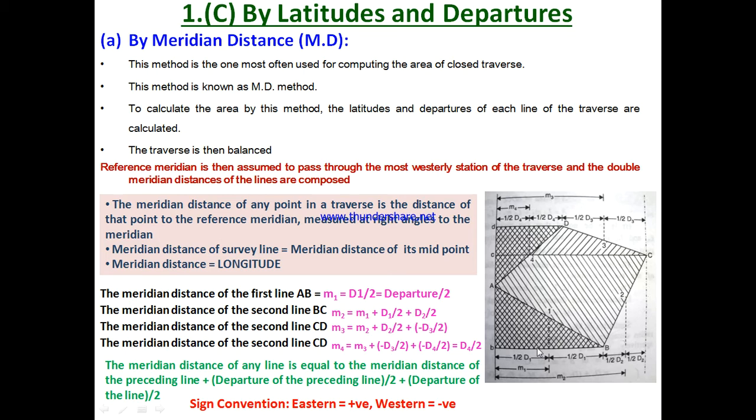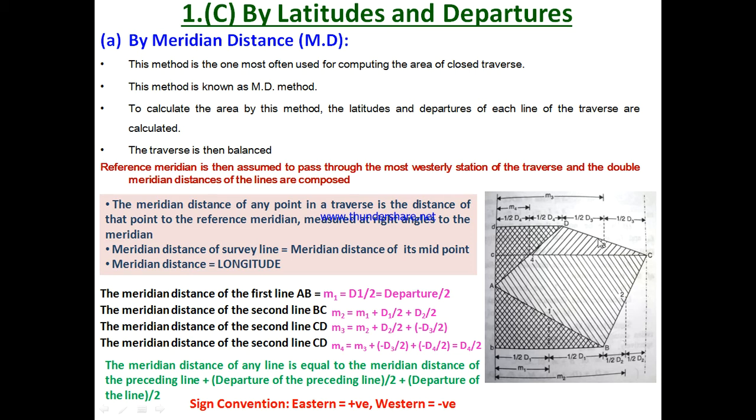Now one thing we have to be very careful about is the sign convention of the departure whatever we are taking. Here we can see that for d1, as I have told already, it is moving towards the east direction, so we are taking d1 as positive. For d2, it is also moving towards the east direction, so we are taking the value of d2 as positive.